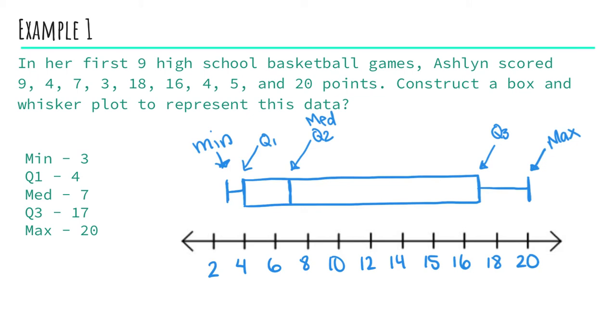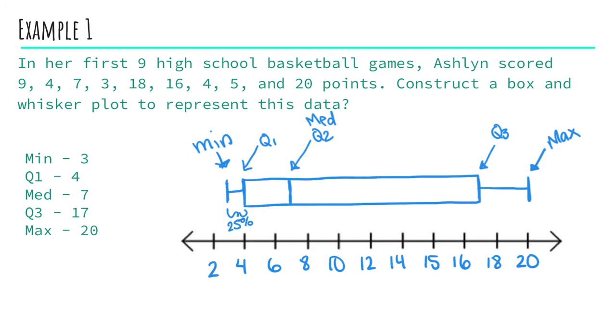So what sort of information can we draw from our box and whisker plot? Well, the first thing that we know is that the lowest score that Ashlyn achieved at a game was a 3, because we can see that that's our minimum. And the highest score that she ever scored at a game is a 20. We can see that at our max. We can see that 25% of our games had a score between 3 and 4, because here is our 25th percentile.